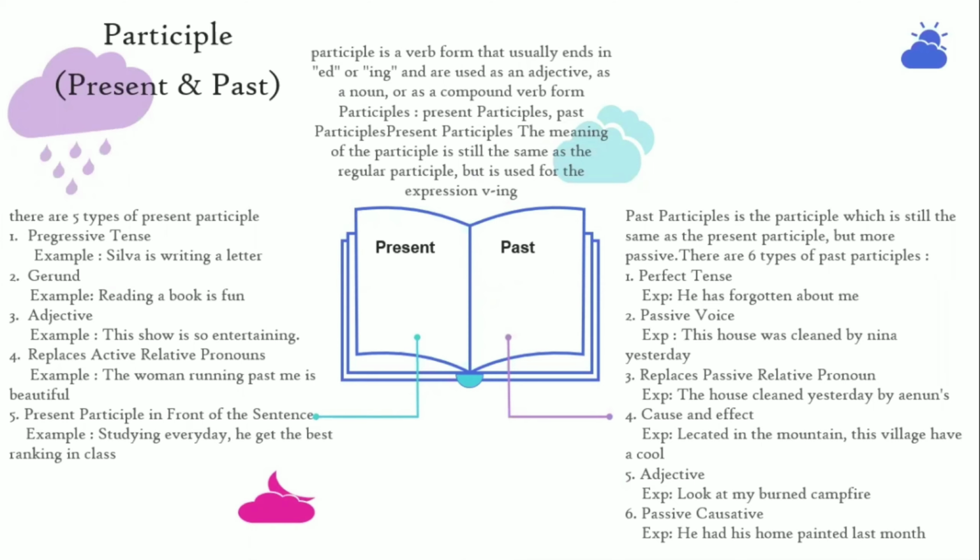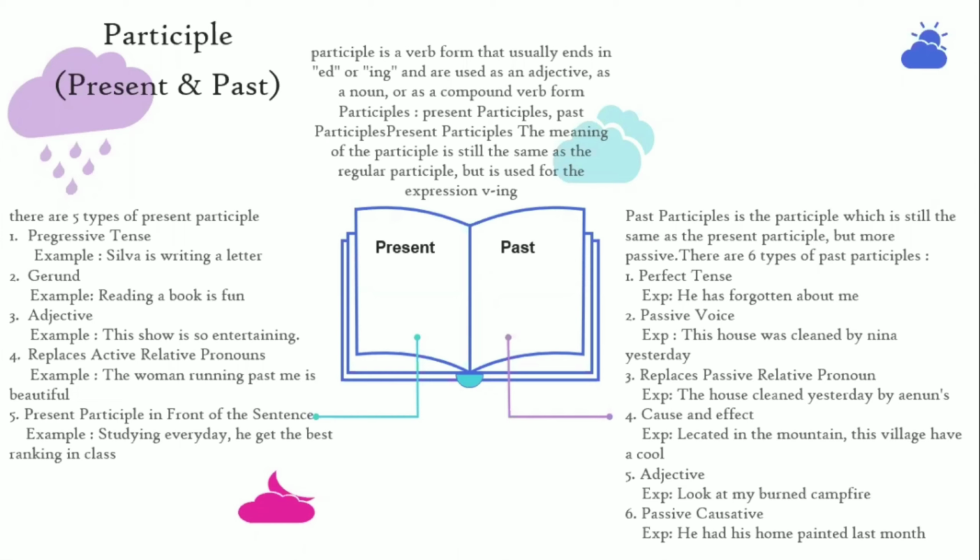This material is participle, present and past. A participle is a verb form that usually ends in ed or ing, and is used as an adjective, as a noun, or as a compound verb form. Participles are divided into two: present participle and past participle.